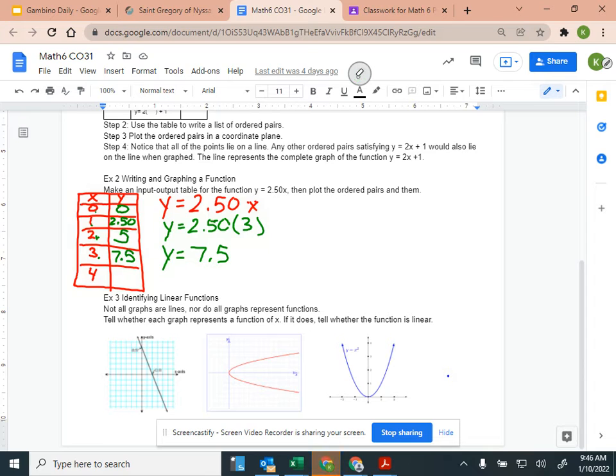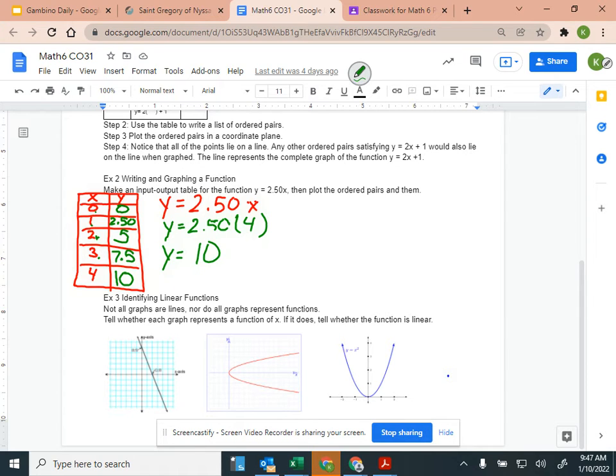What is my next step, Lily? You're going to put the 4 in. Yeah, I need to put the 4 in for my x. What is 2.50 times 4? Peyton? 10.00. 10. Yep. We don't have to put the 0.00 because it's zeros. So 2.5 times 4 gives me 10. So now I have my function table.